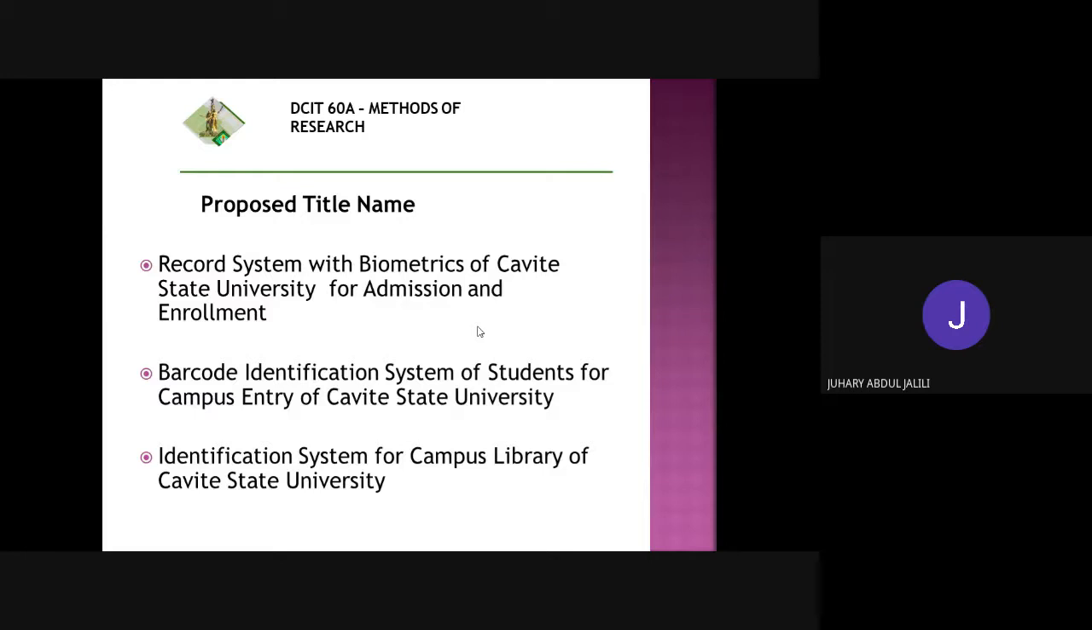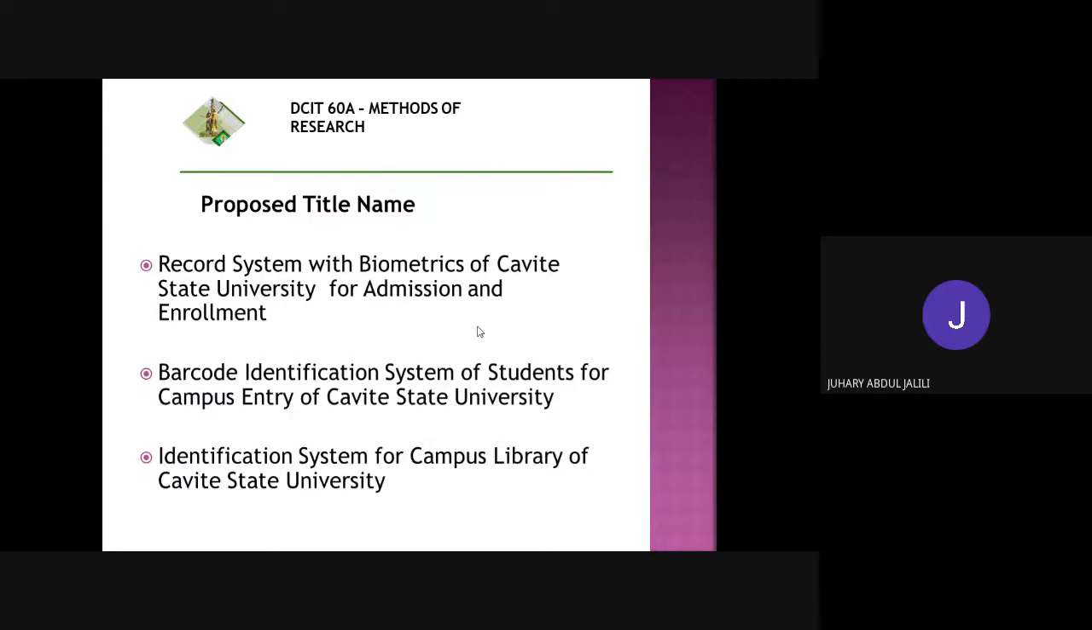This kind of system would be beneficial for Cavite State University because it will lessen the trouble of issuing IDs for students. Sometimes the issuing of IDs will take up a lot of time since students in the campus are huge in amounts, and the campus cannot process everything at once, and some students would have no IDs during the first few months of school year.